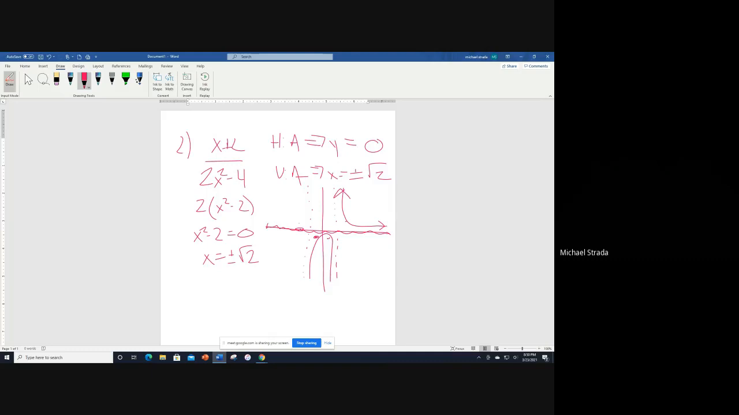So if I plug negative 3 in, negative 3 plus 2 is negative 1. Then 18 minus 4, so I'm a little underneath. That means my graph's going to look something like that. All right, so that takes care of number 2.